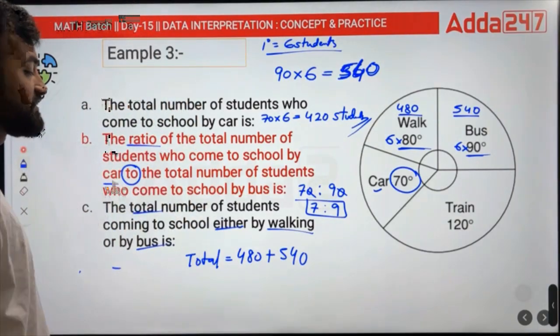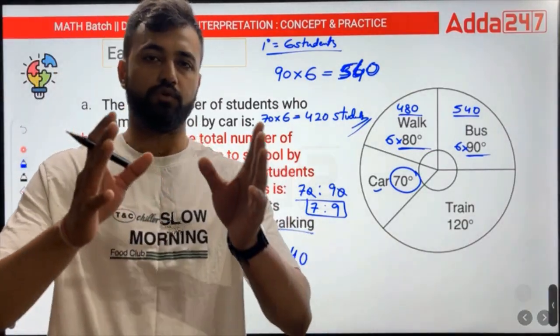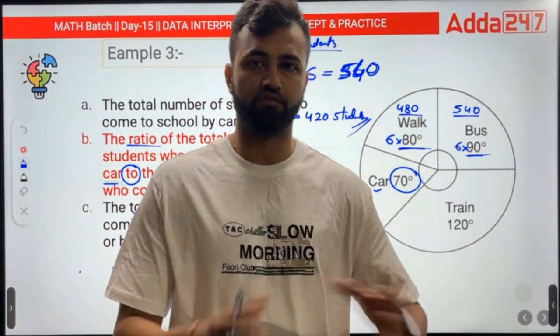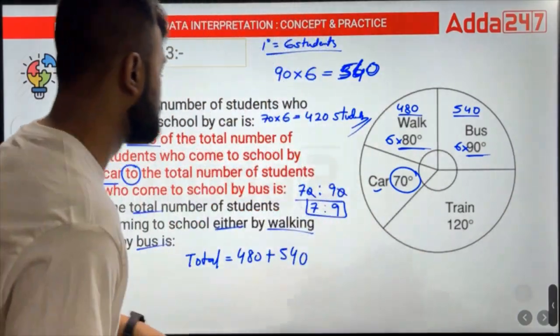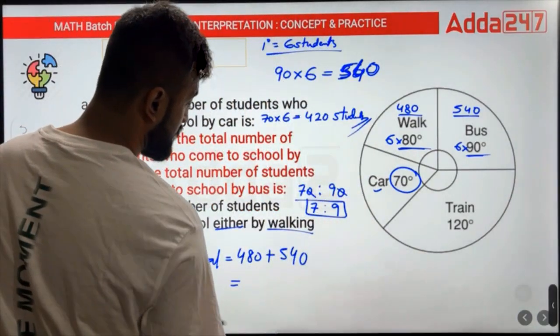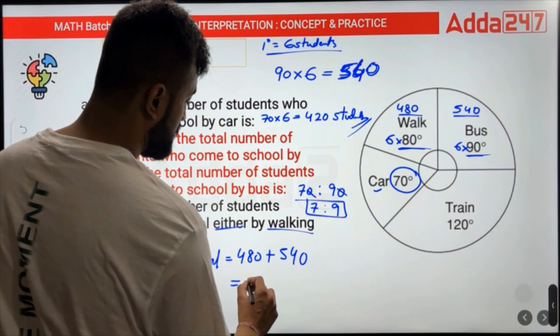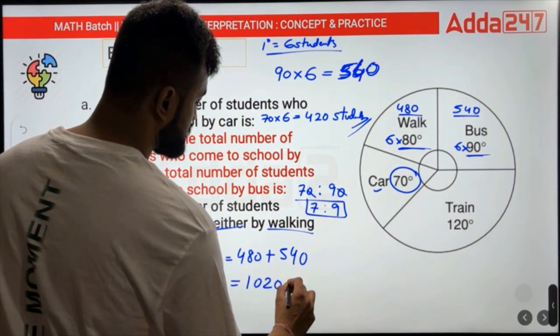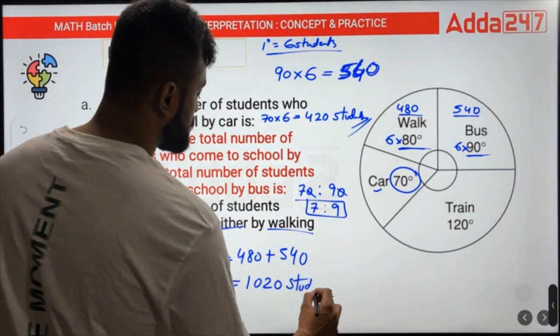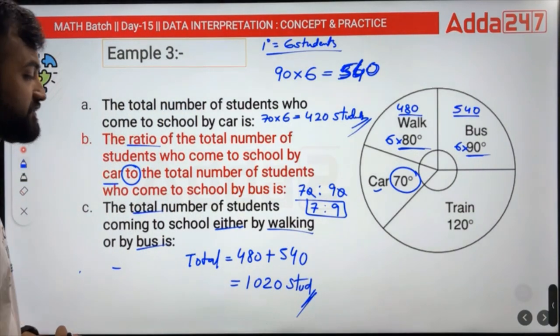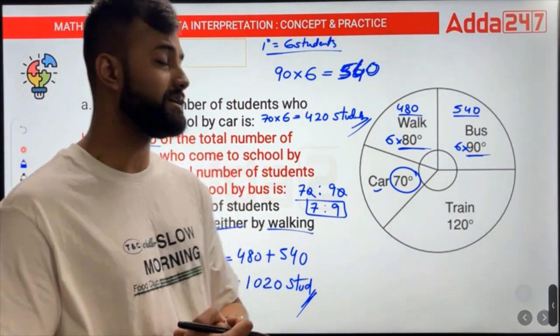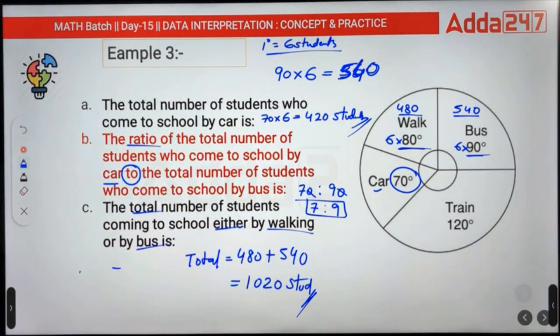And why are we adding? Because I'm saying either. You can take this also or you can take that also. So you find total. So how much is coming? You will say, sir, out here my answer is coming out to be 1020 students. So 1020 students are there who come either by walking or by bus. Clear?